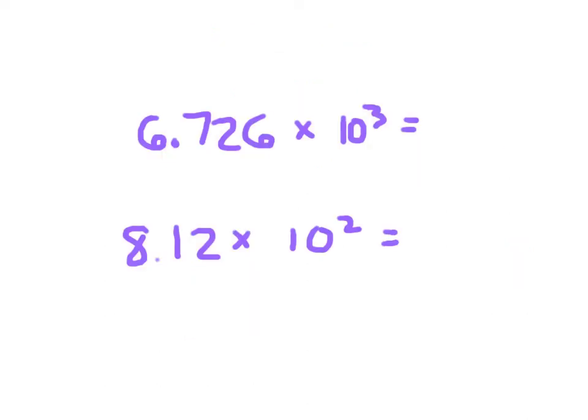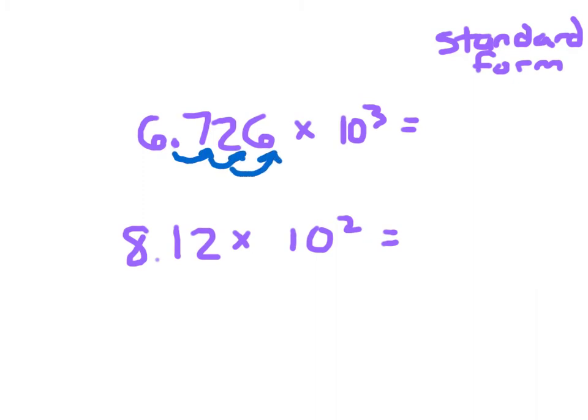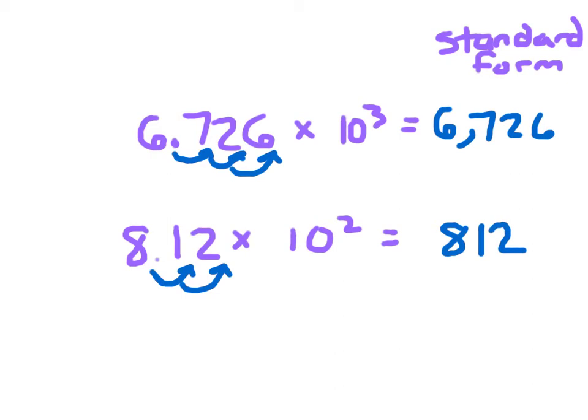Here are a few numbers that are written in scientific notation, and we're asked to go ahead and write them back into standard form, or just their numbers. So what we're going to do is just move that decimal point. Times 10 to the third power, we move the decimal point 3 places over to the right. 1, 2, and 3. So that's 6,726. 8.12 times 10 squared is 1 and 2 places for 812.